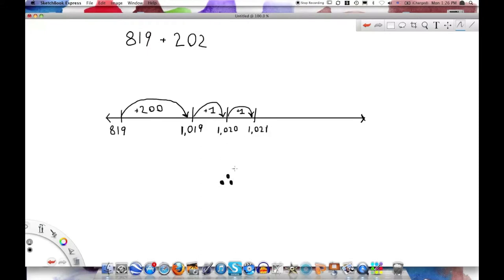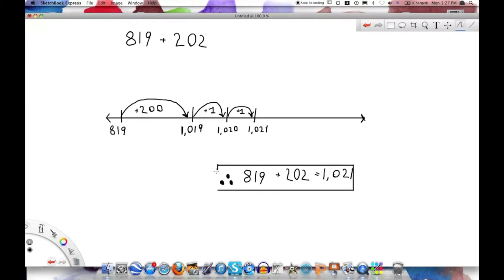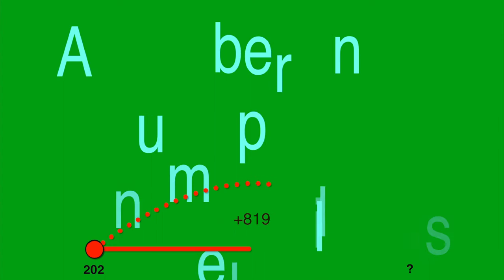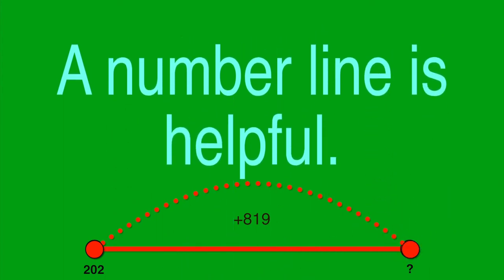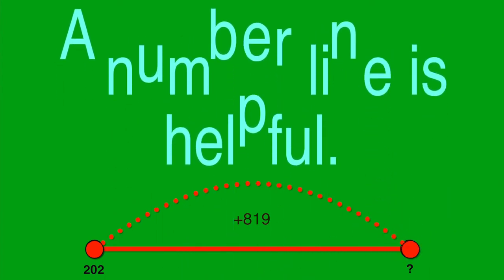We chose to add 200 first because it is easy to add numbers which include zeros. We jumped one unit to go from 1,019 to 1,020 because adding one is easier than adding 1,019 and two. Decomposing, or breaking down, numbers makes them easier to add. A number line is helpful because it's a visual way to add, counting up.